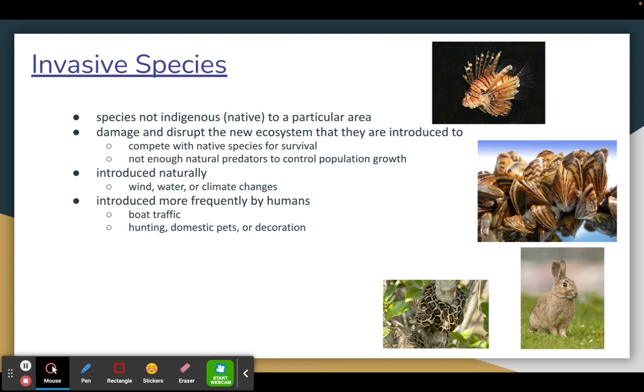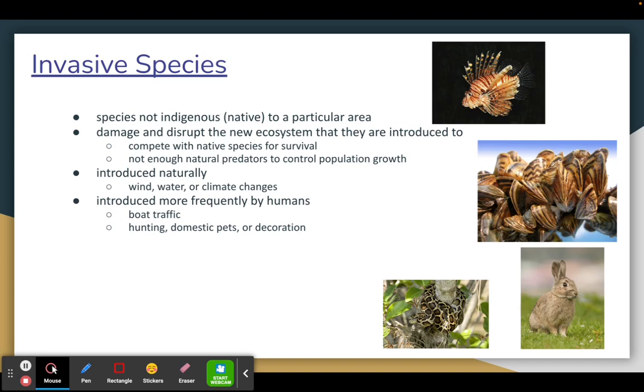So the lionfish, which is up here, is kind of a good example of that. It was a fish that people got to put in their fish tanks, and then it either grew too big for their tank or they didn't like how aggressive it was. So then they put it out into an ecosystem where they don't naturally live.